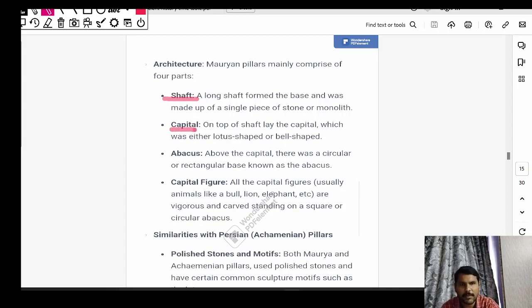Okay, which is either lotus shape or bell shape. On top of that you have an abacus. Above the capital there was a circular or rectangular base known as the abacus, and a capital figure. All the capital figures usually are like bull, lion, elephant, etc. They are carved on a square or circular abacus.